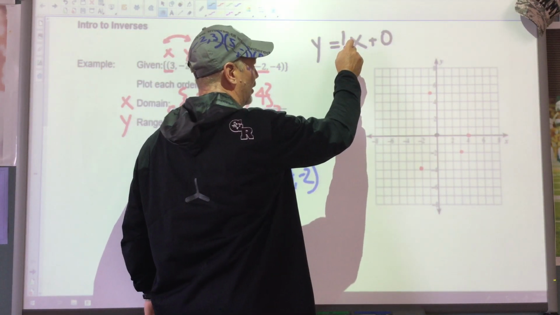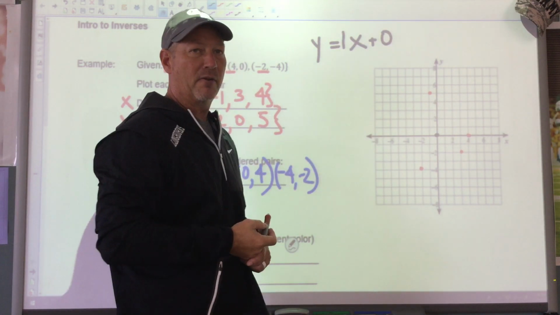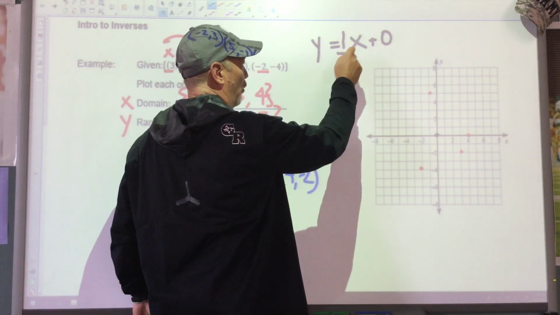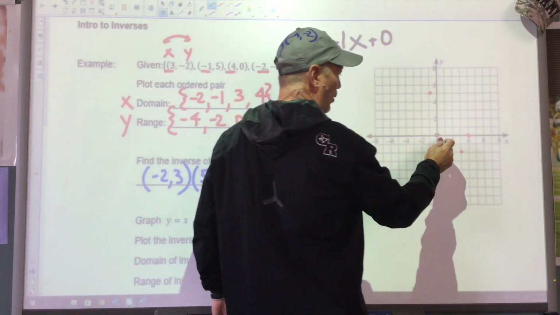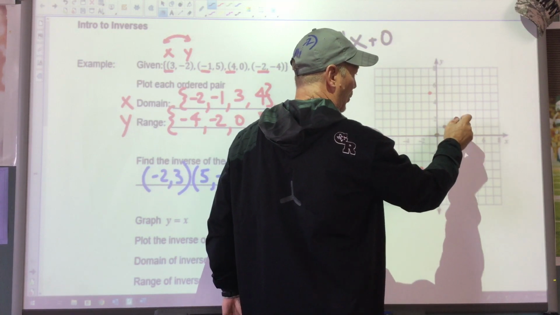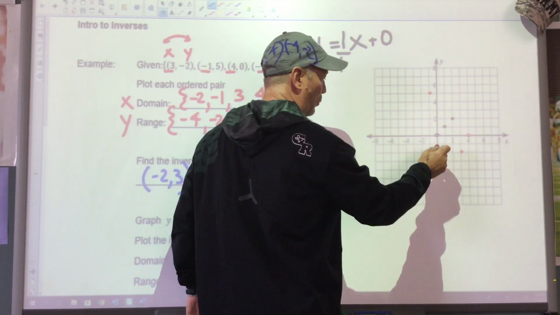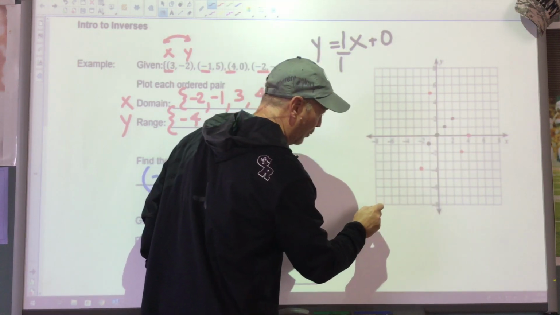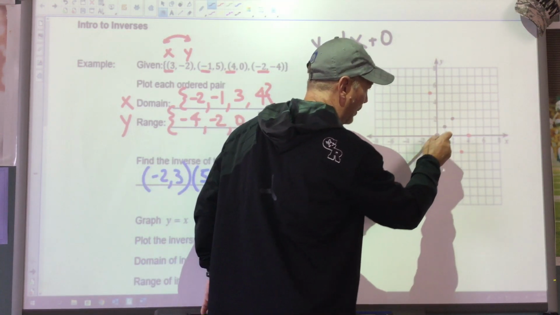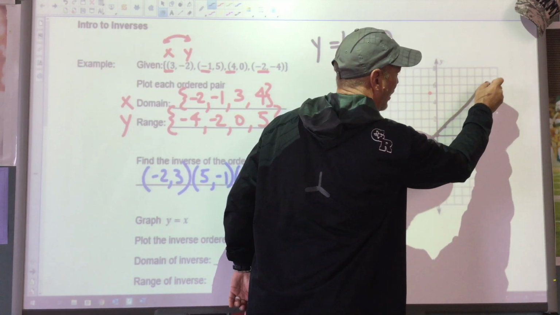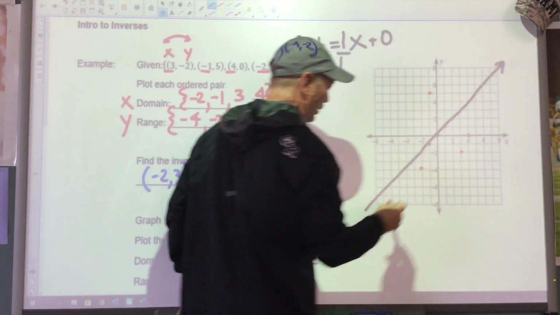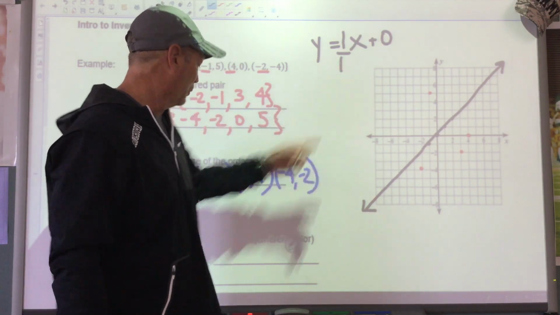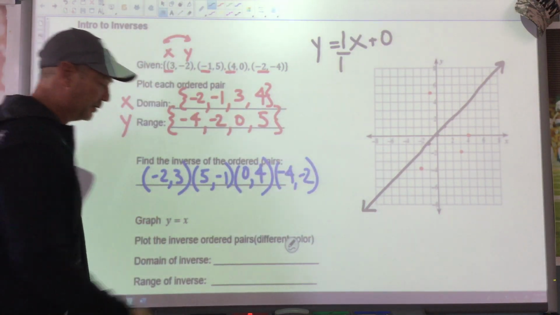My slope is here, and there's an invisible 1 in front of our x. But slope is always a fraction, so we'll change this to 1 over 1. So we would go up 1, to the right 1, up 1, to the right 1, or we could go down 1, left 1. But I would connect those dots, and we would have a line that would look like this. This is this equation, y equals x.